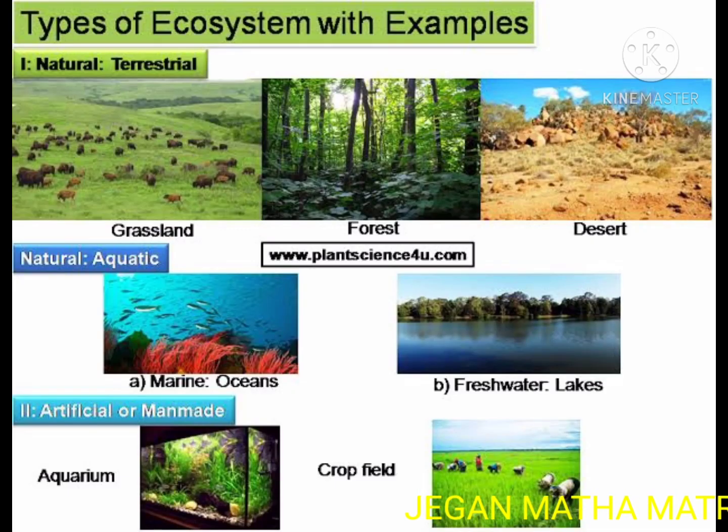Types of ecosystem. We have two types of ecosystem: natural ecosystem and artificial ecosystem. Natural ecosystem is of two types: terrestrial ecosystem and aquatic ecosystem. An artificial ecosystem is also of two types. One is terrestrial ecosystem, for example a garden, and the other is aquatic ecosystem, for example an aquarium.